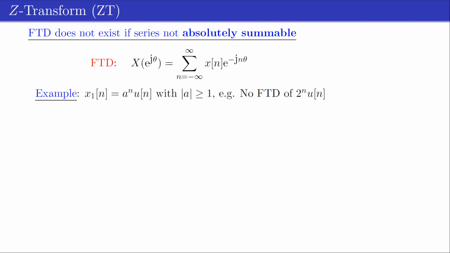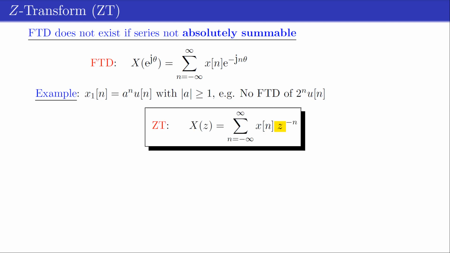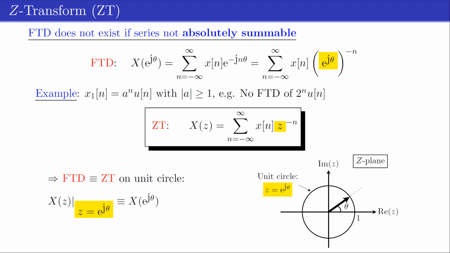The Z-transform is a generalization of the FTD that allows one to deal with such non-absolutely summable sequences, and is defined as in the given equation, in which z is a complex variable. When comparing this equation with the FTD, it follows that we can obtain the FTD from the Z-transform by replacing the complex variable z by e to the power j theta. In other words, the FTD can be viewed as the evaluation of the Z-transform on the unit circle z is e to the power j theta. As such, the Z-transform is a generalization of the FTD.